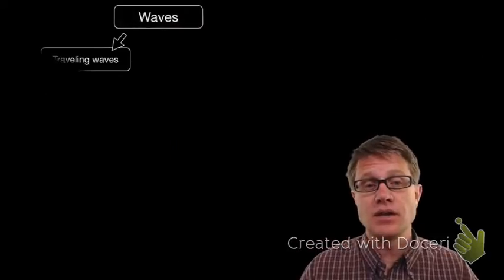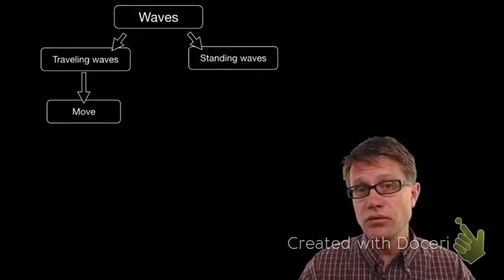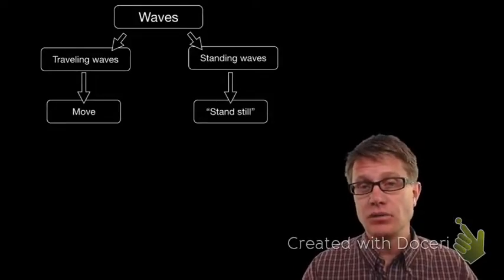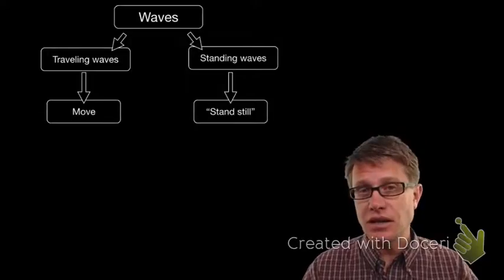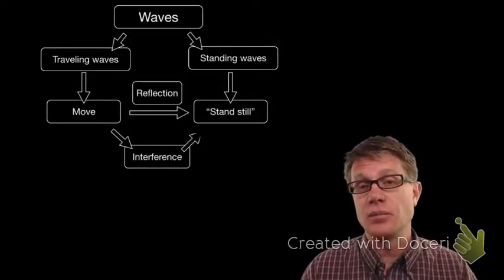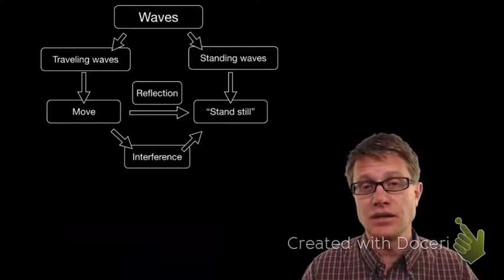And so waves can either be traveling or standing waves. Traveling waves will move from one place to another, and standing waves will appear to stand still. Now, when you look at it, it's kind of an illusion. They're standing still, but the traveling waves are bouncing back and forth. In other words, they're being reflected off the boundaries, and then there's interference to create these standing waves.